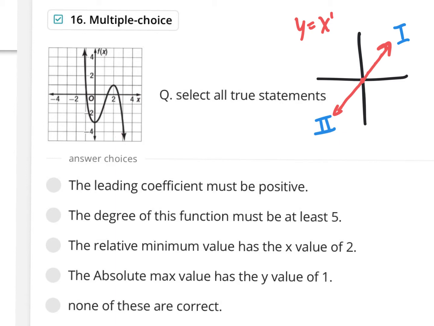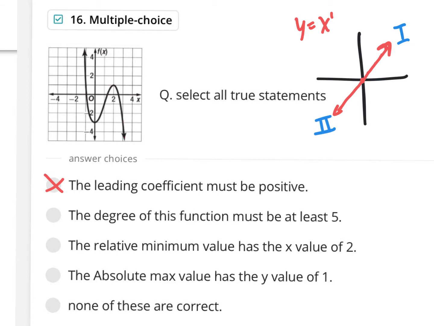Which would mean that if you had a negative leading coefficient, then it would flip, okay? So that's what it means. So the leading coefficient must be positive. That is false. Don't pick that one. The degree of this function must be at least 5. Well, it depends on the number of directions that it travels in. So it goes 1 direction, 2, 3. So that's a total of 3.